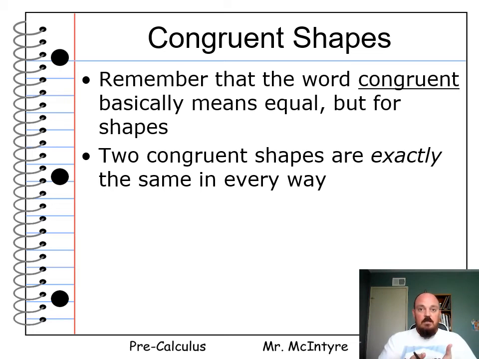Every angle is exactly the same as the other one. Every side length is exactly the same as the other one. Same shape, same size, same exact everything. It's like you just made a copy of one of them to create the other.